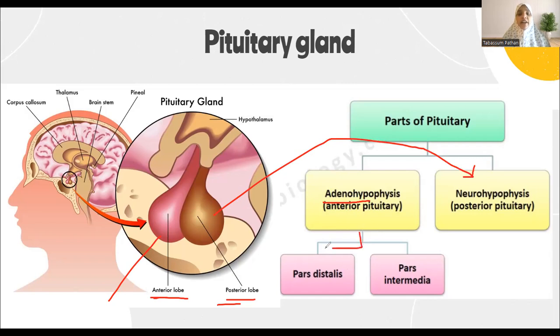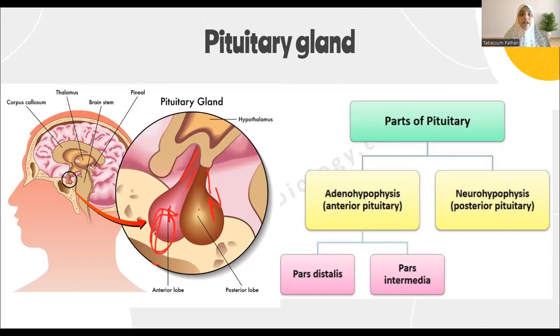The adenohypophysis is further divided into two parts, pars distalis and pars intermedia, which we will see in the next slide. Remember this: the pituitary gland hangs from the hypothalamus with the help of the stalk. It is divided into two lobes. This is known as the adenohypophysis. This is known as the neurohypophysis.